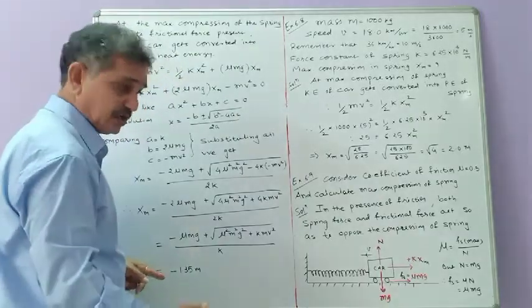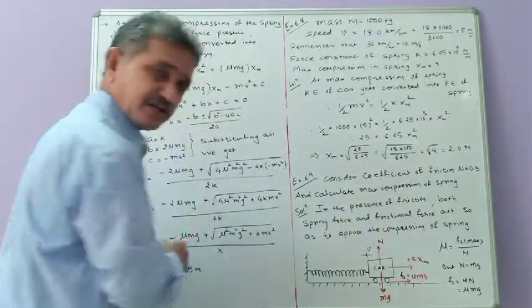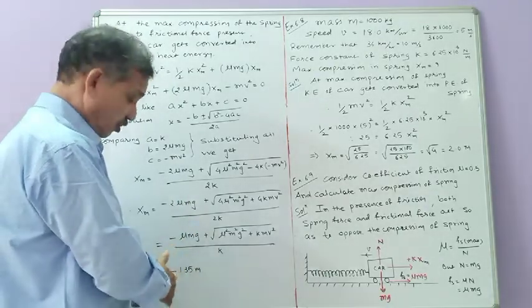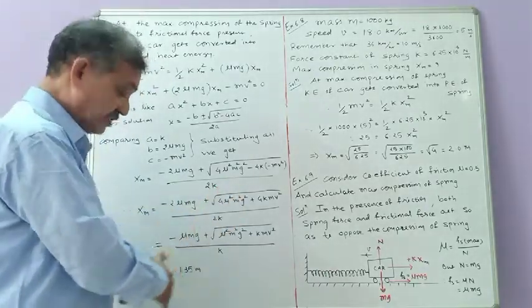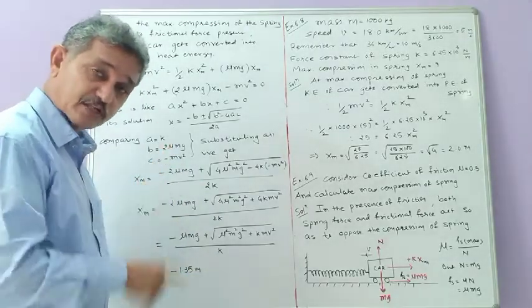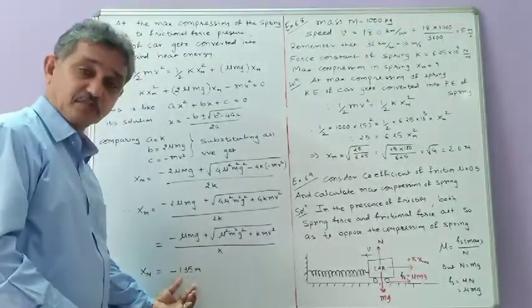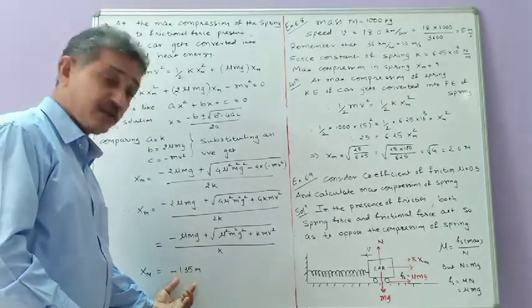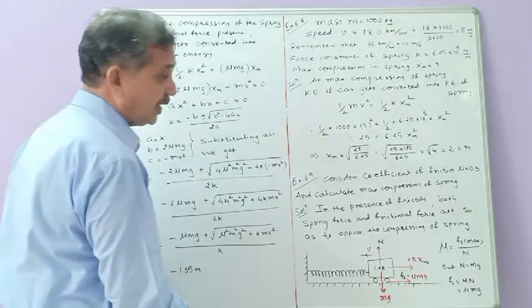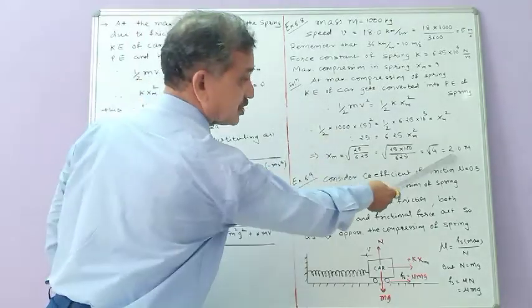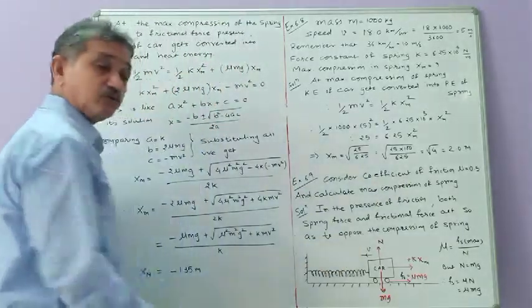Minus sign says it is in the negative x direction. But displacement is how much? Maximum displacement or maximum compression. Maximum compression of the spring is 1.35 meter. So in the presence of friction force, this maximum displacement or maximum compression of the spring is 1.35. While in the absence of the frictional force, that maximum compression was 2.0 meter. So this is the difference.